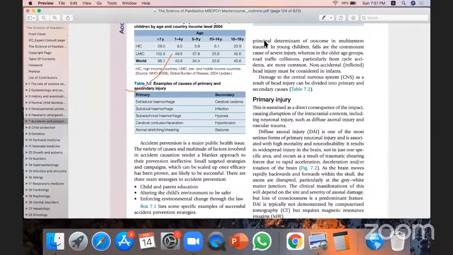Extradural is more dangerous, I guess. Extradural, yes. Why? Can you tell us why? Sudden death can occur after this. Yes. I am telling you a little bit more.